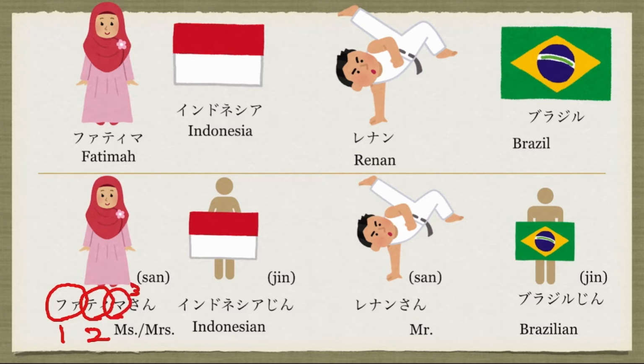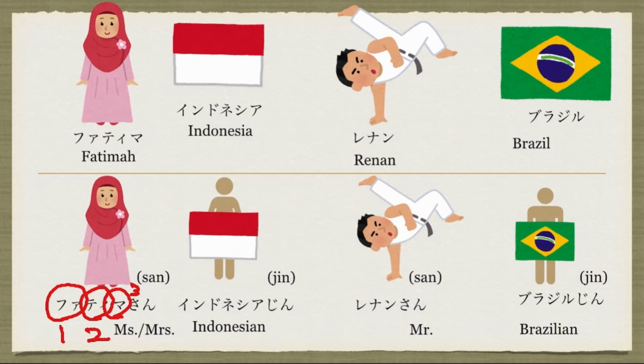And we don't call someone just by name. When we call someone, it's better to add さん. Because if I know her, it's okay, but if you see someone you don't know and you want to call the person or ask something, you have to add さん. So Fatima is going to be ファティマさん.